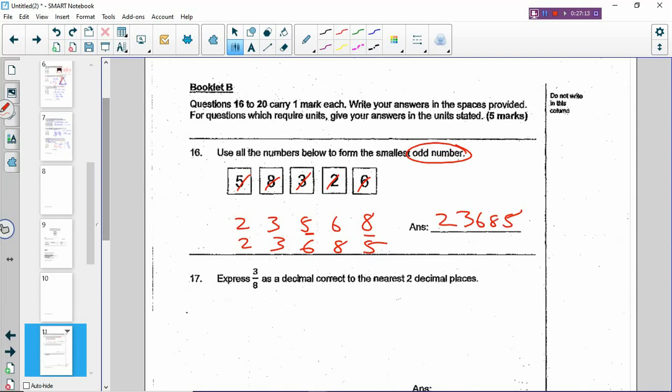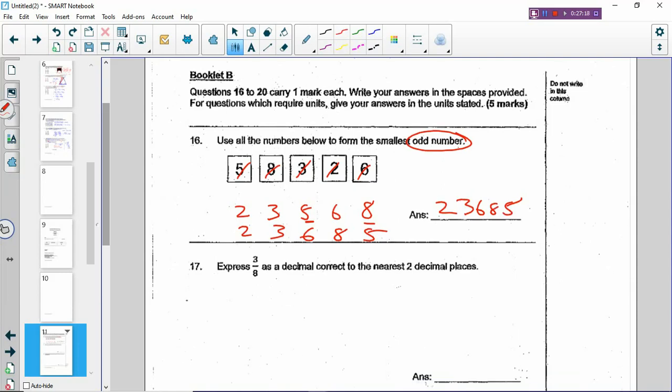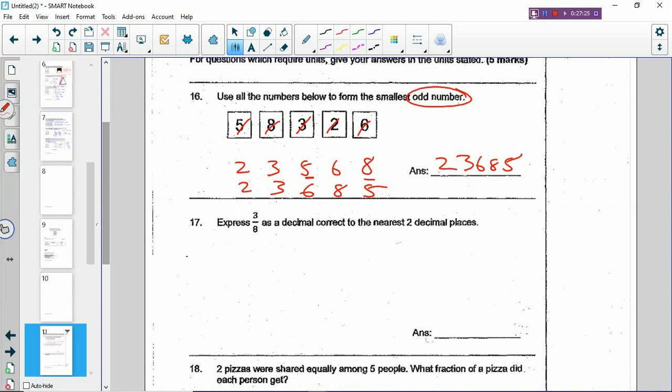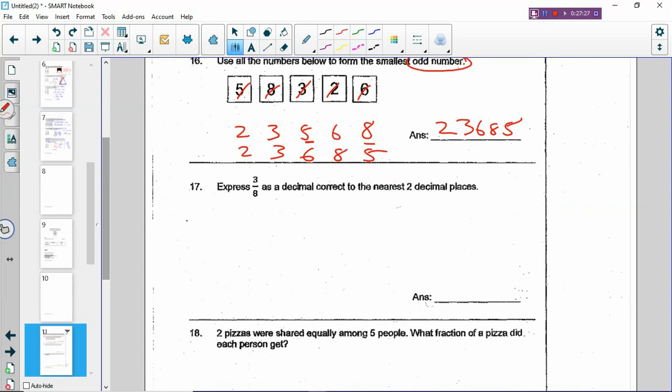Alright, so this is what you learn in primary 3, how to make the biggest number, smallest number, even, odd number. So we learned that in primary 3. Okay, now express 3/8 as a decimal, correct to 2 decimal places.